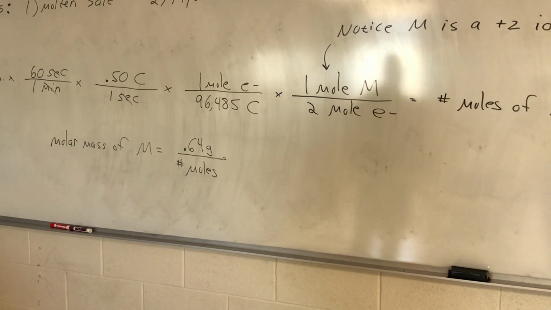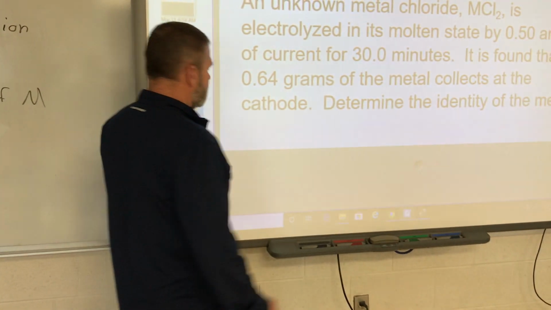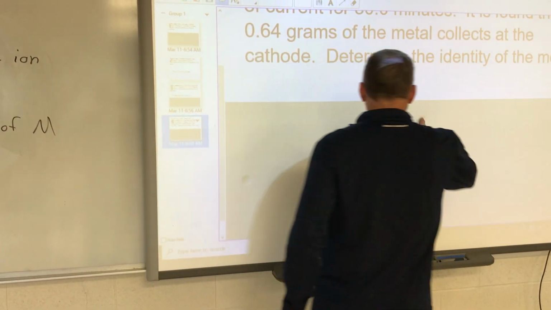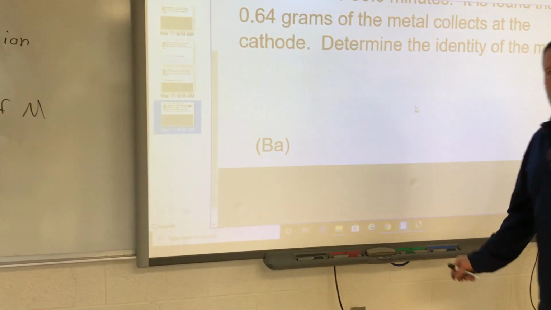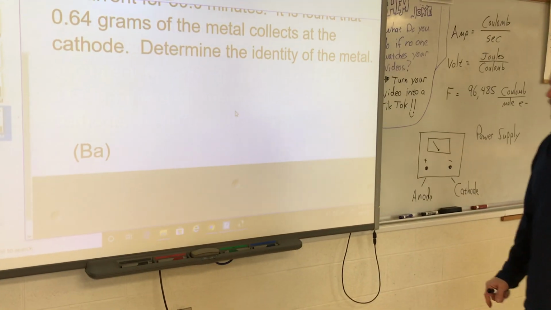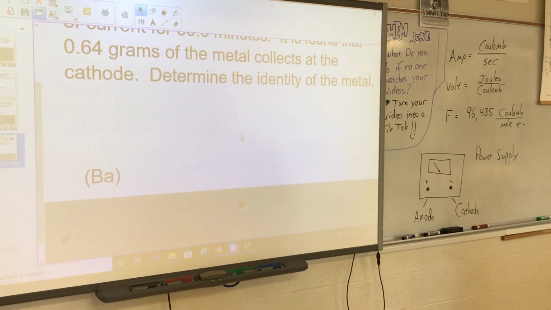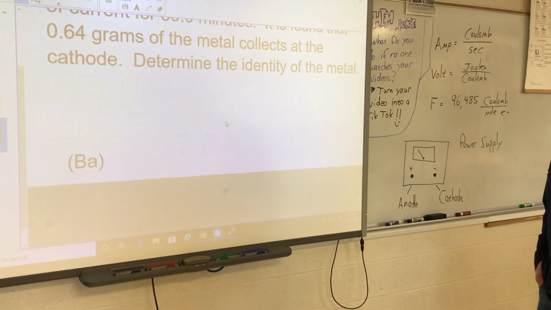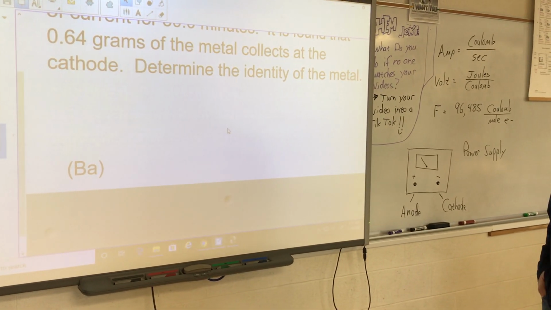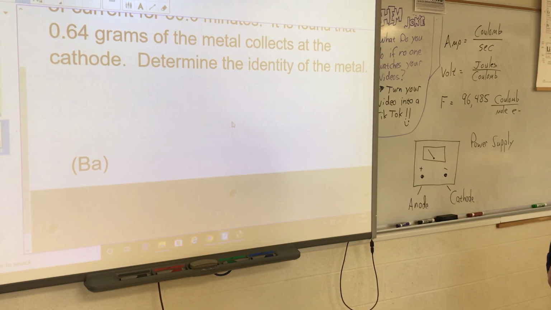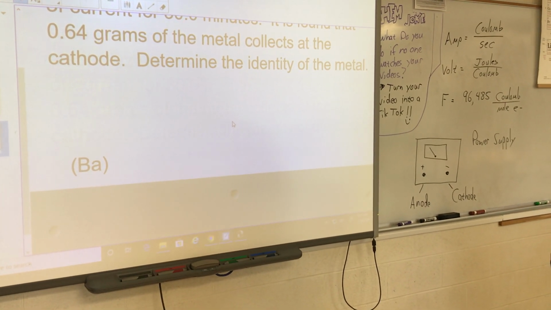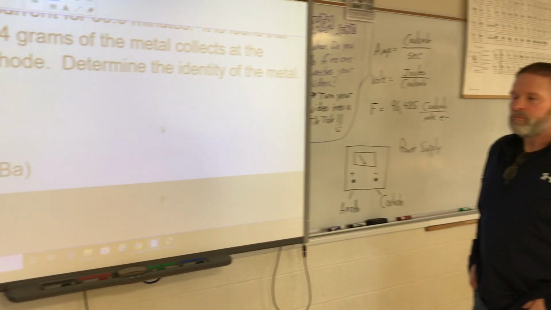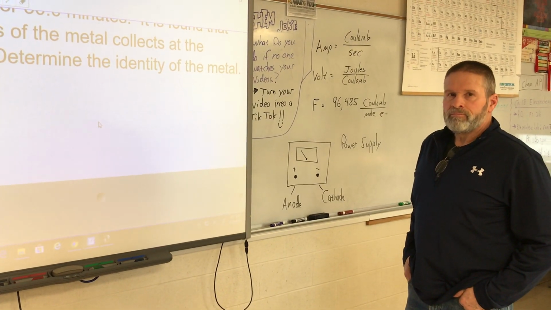And what is M? Okay, let's see. Drum roll. M is barium. All right. There's a short lesson on electrolyzing molten salts, finding how much of the elements can be produced when the salt is electrolyzed.